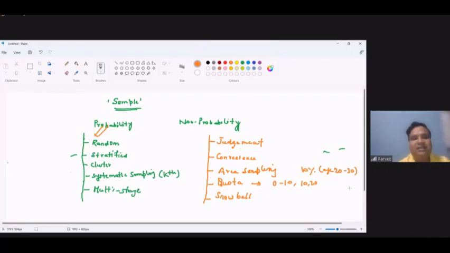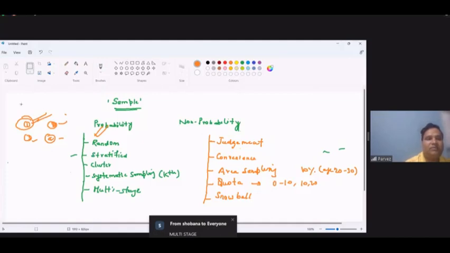Cluster, I said, means different clusters will be divided. I said 4 districts are there, 2, 3. So these are the different clusters. But as these all are similar, you can select any cluster and collect the data. That is what we call the cluster sampling method. You can make use of percentage or proportion to collect the data, collect a sample.